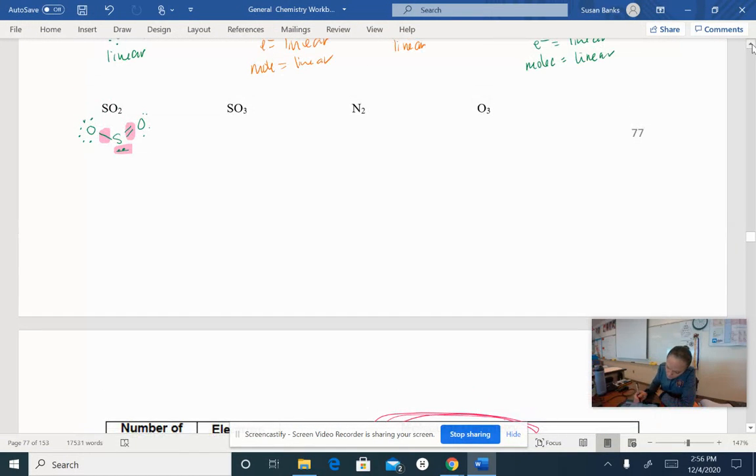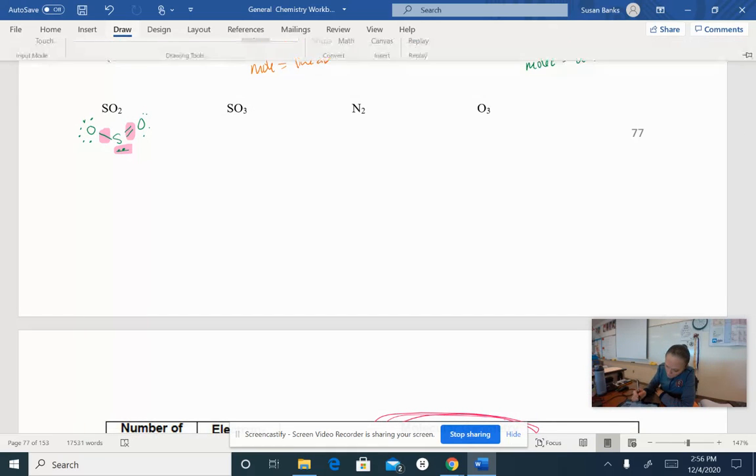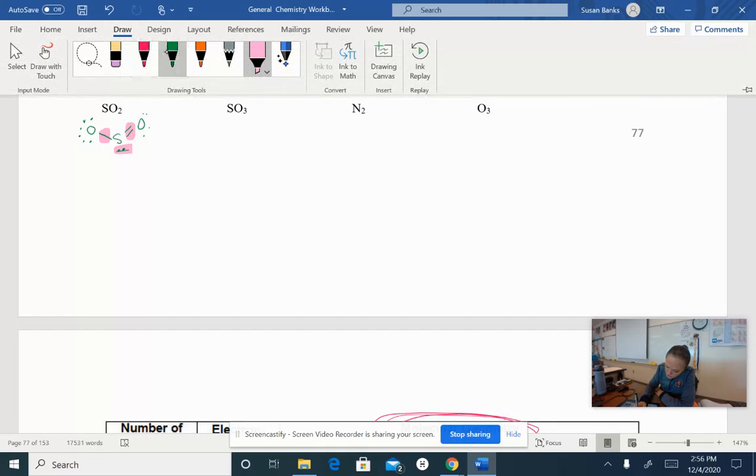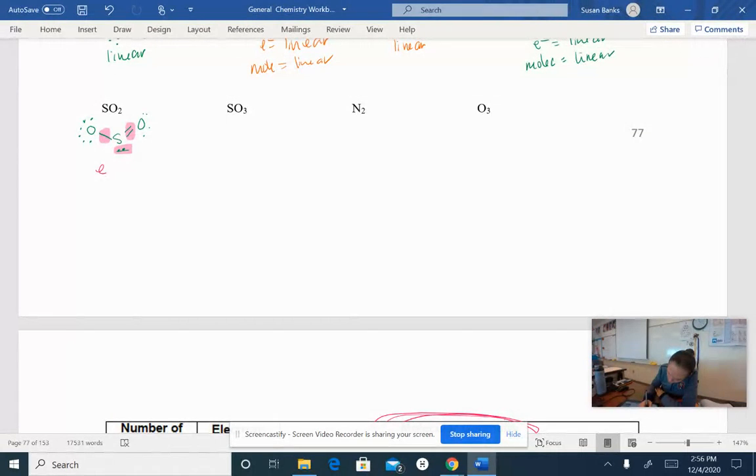Okay, so let's change colors here. So for my electron geometry, I will have a trigonal planar. For my molecular geometry, I will have bent.